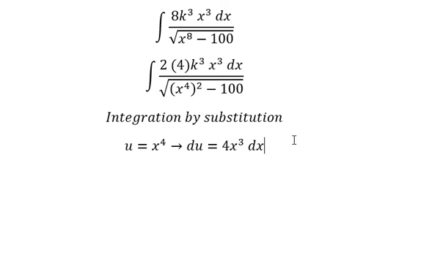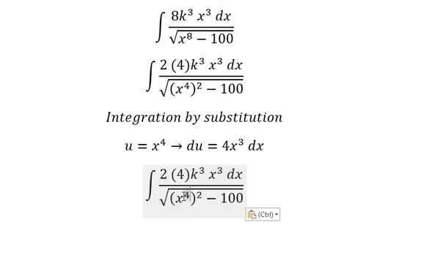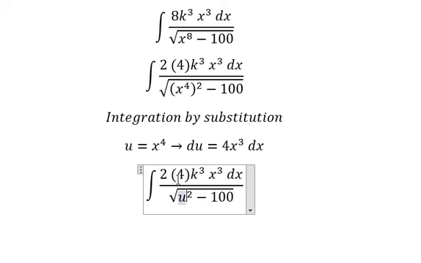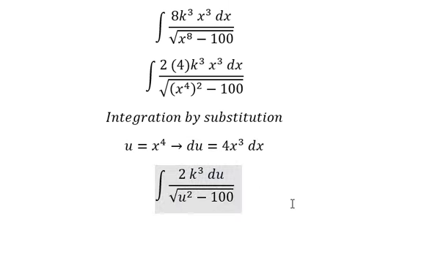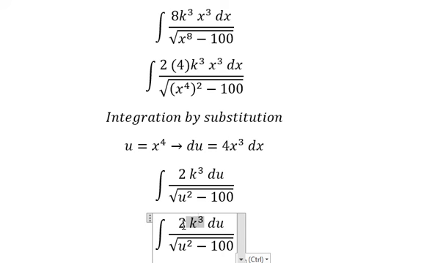So, in this situation, this one we change by u. 4x to the power of 3 dx we change by du. So this one I can put outside the integration.